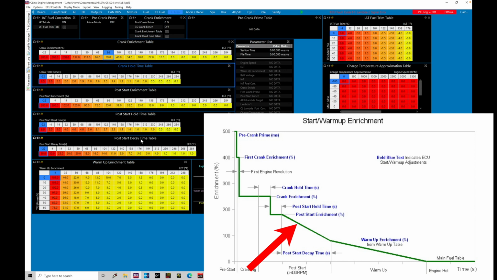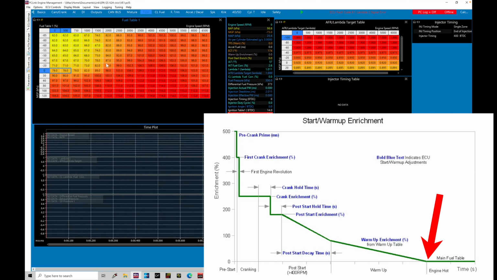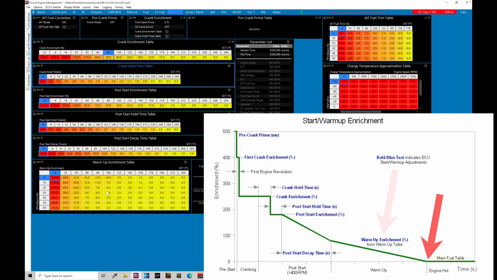Now, what we're finally left with here is our warm-up enrichment table. We can find that's going to be the last portion of our graphical plot until it tapers to 0 enrichment. On a warm engine, typically 140 to 160 degrees Fahrenheit, that's when we're going to consider the engine to be warm. And we're riding purely on our air and fuel model here if we're in the model mode, or we're riding on our traditional fuel table values and going through those calculations with the traditional mode. So if we take a step back here, this warm-up enrichment is used as a transitory between the post-start and when the engine is warm.